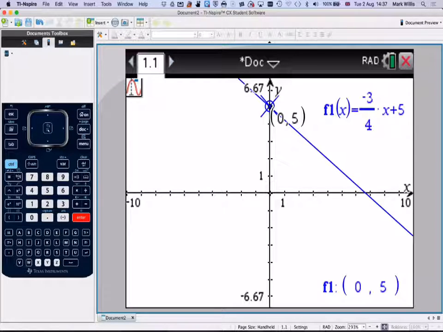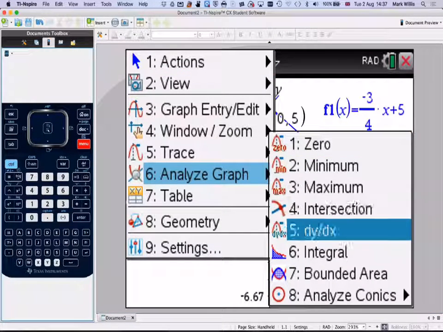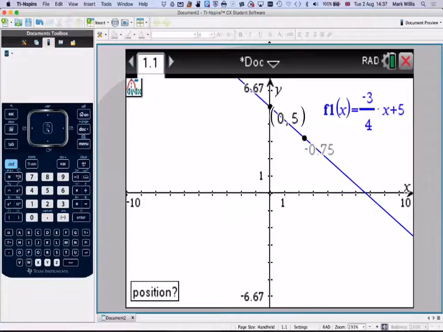Now you can get the calculator to give you the gradient by doing this. Menu, number 6, analyze the graph, and number 5, dy by dx. We'll look at dy by dx later in the course, but as far as you're concerned at the moment, this means gradient. The graph has the same gradient anywhere on it, so we don't need to specify a point, so just press enter, and we get minus 0.75, which corresponds to minus 3 over 4.